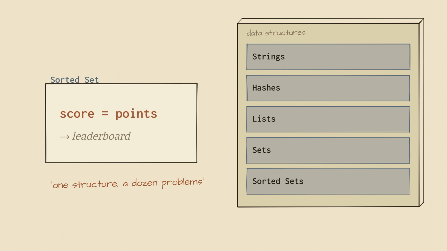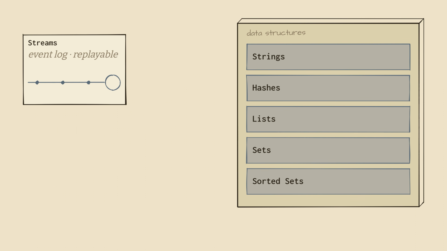Make it points and you've got a leaderboard, a timestamp and it's a rate limiter or a recent items feed, a priority and it's a priority queue. One structure, a dozen problems. Then a few specialists for when you need them.